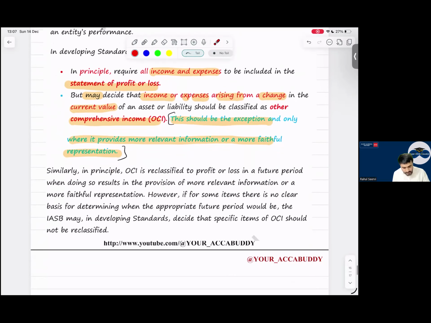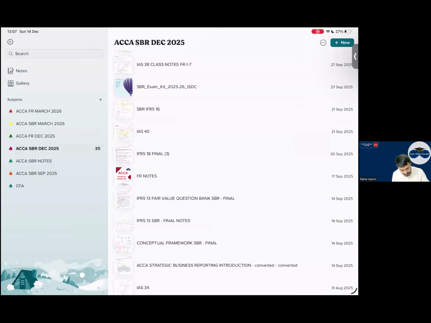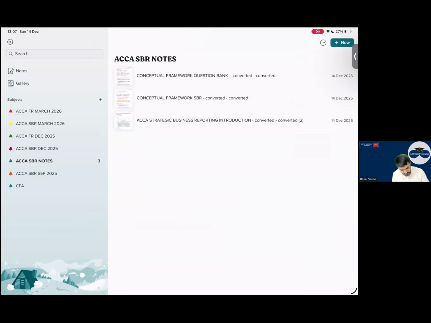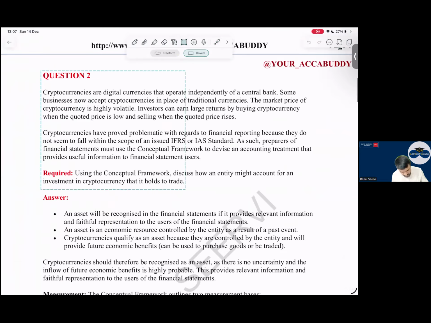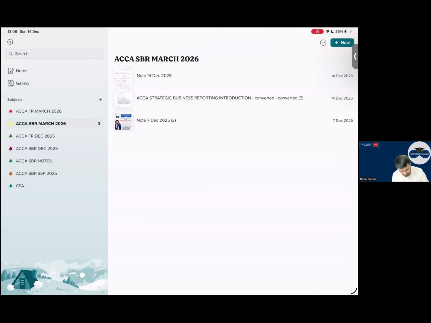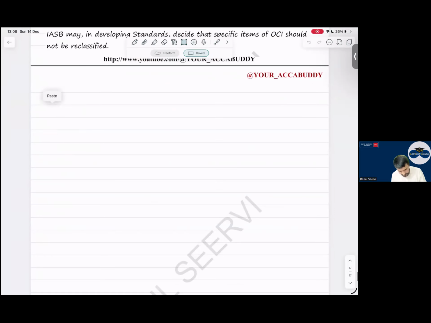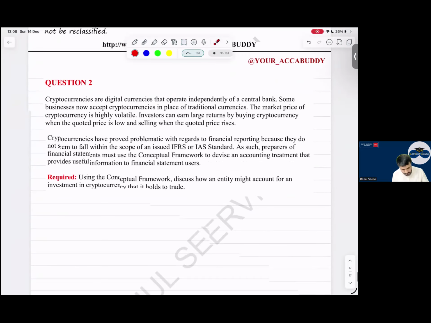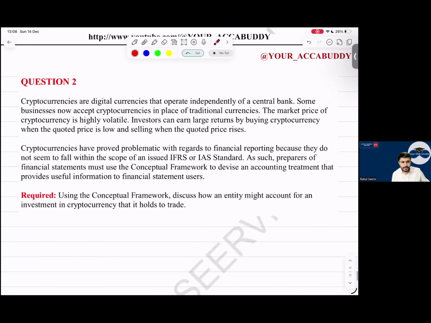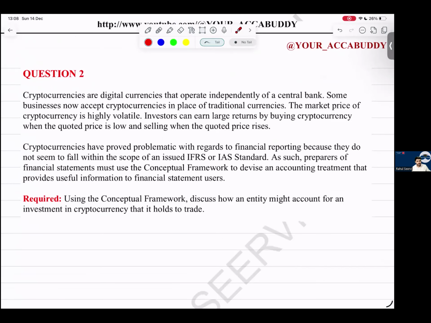Okay, sir. So now let us do a question. The next question from this topic is regarding cryptocurrency only, so that you'll have a good idea. Rahul, can you read the question, beta?